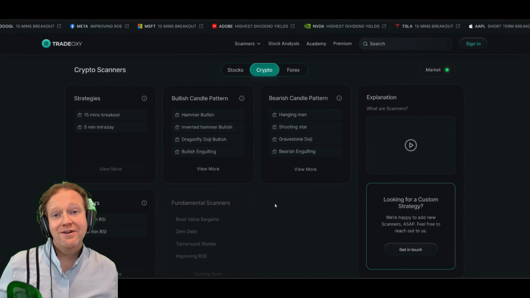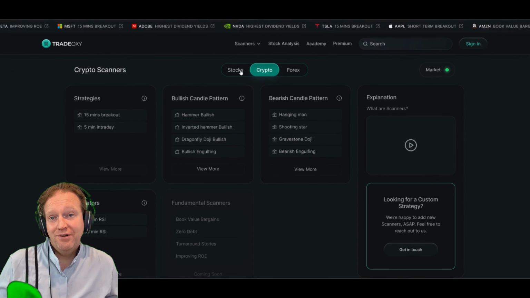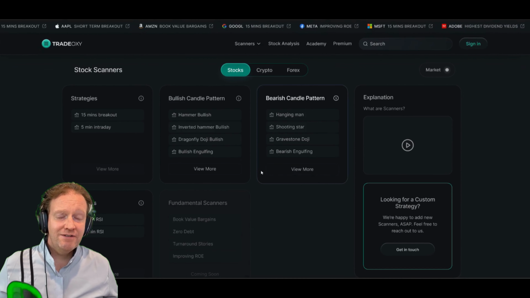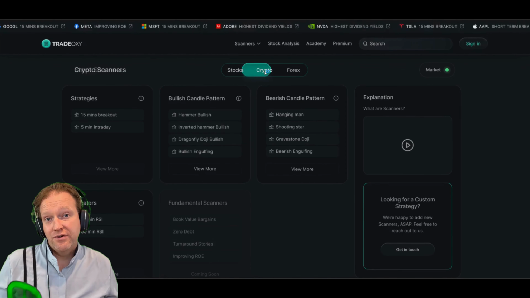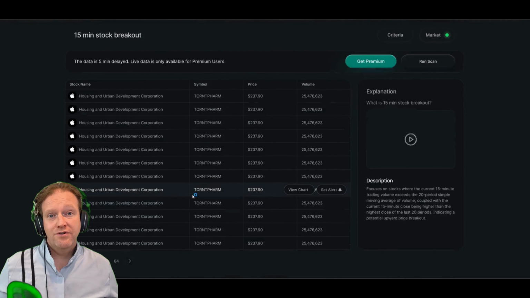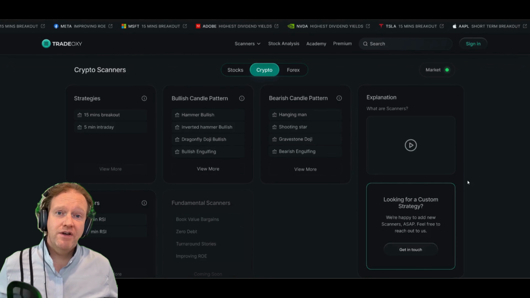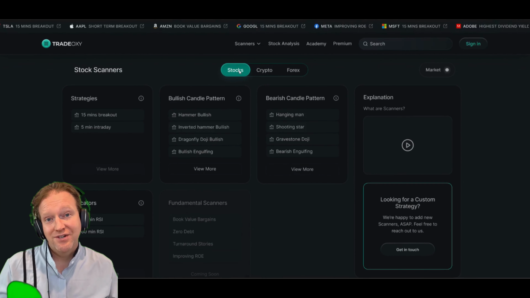The great thing about the TradeOxy platform is that it allows you to apply this calculation to the tens of thousands of different assets that we cover, whether you're interested in US stocks, crypto, or Forex. We also cover heaps of different time frames, which really allows you to level up your trading.